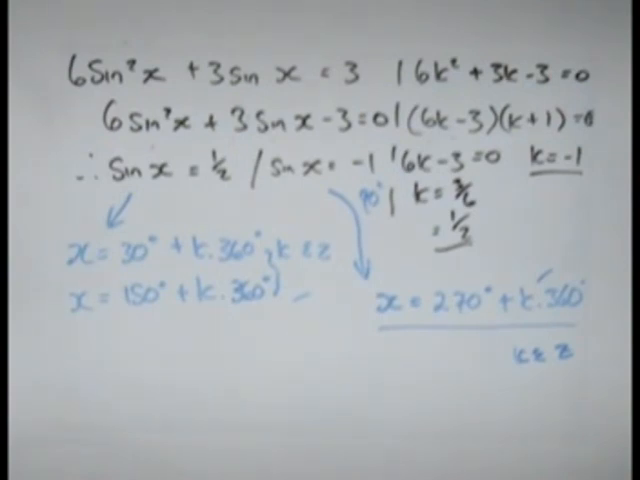X could be 30 degrees plus k times 360, or 150 degrees plus k times 360, or 270 degrees plus k times 360. And that brings us to the end of the fifth trigonometric tutorial.